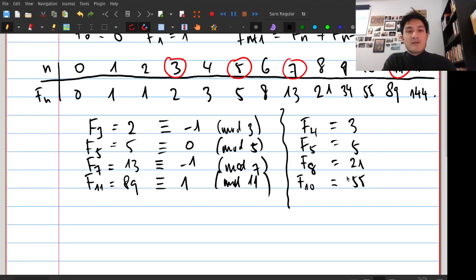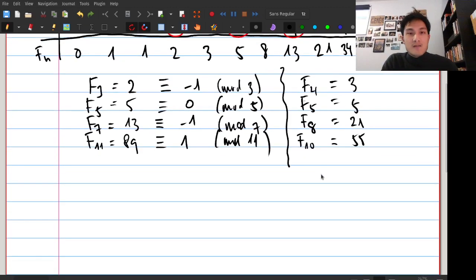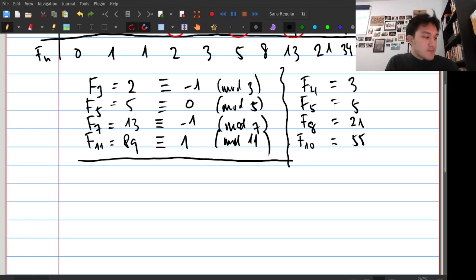And we're going to state this more formally once we have some notation. Okay, but now we're going to focus our attention back on this right here. We're going to look at squares modulo p.